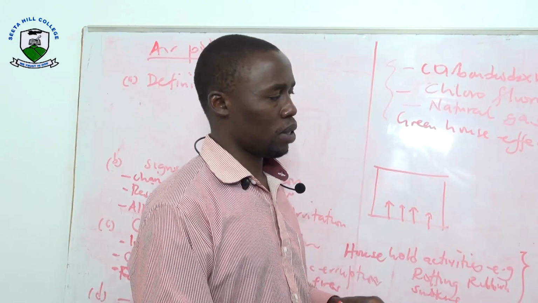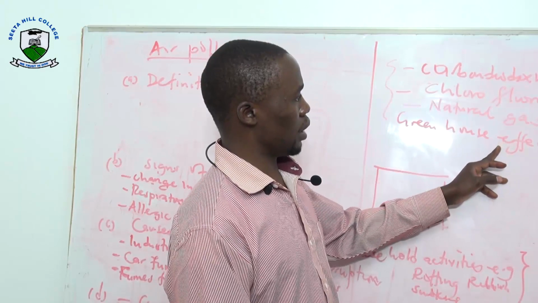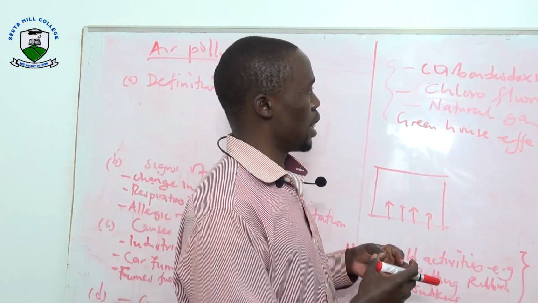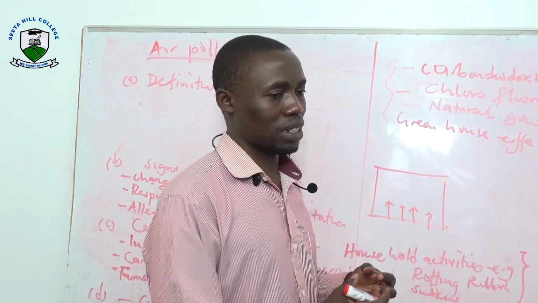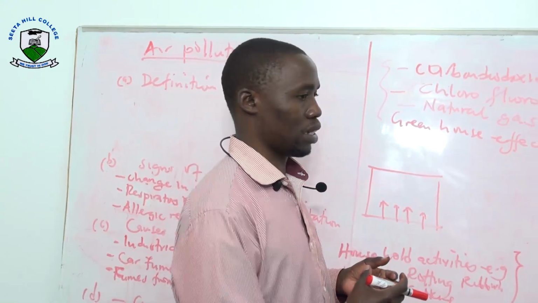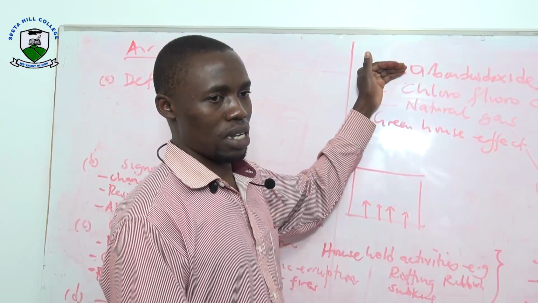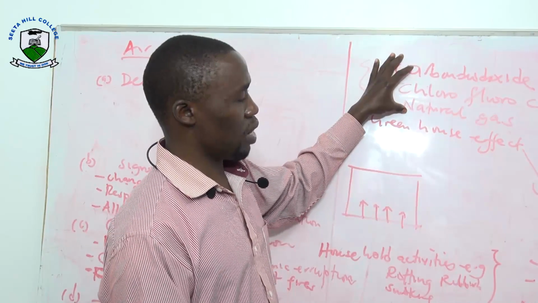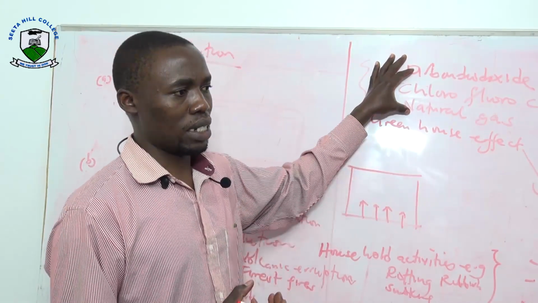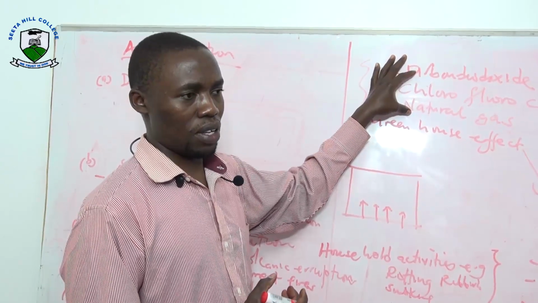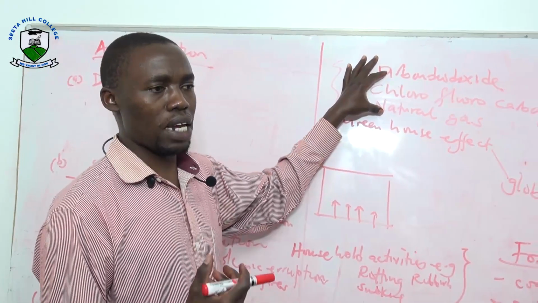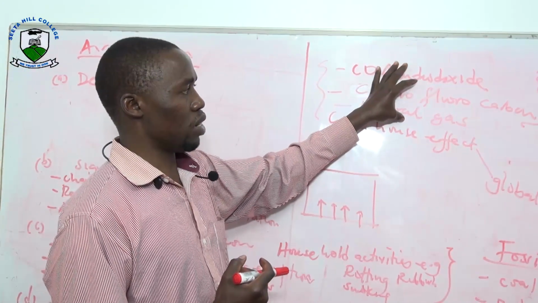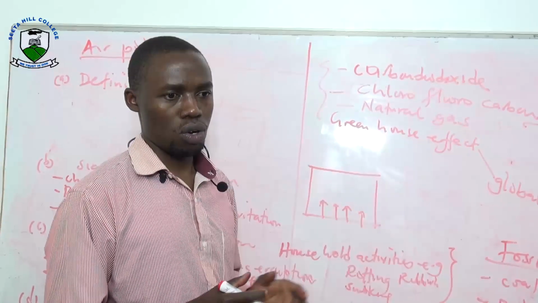On Earth here, the word greenhouse effect means the capturing of the sun's rays, the sun's heat, by some gases which have special characteristics, and these gases are called greenhouse gases. They include carbon dioxide, chlorofluorocarbons, natural gas. These gases have the ability to capture the sun's heat and they don't allow it to leave the earth. And by so doing, the earth warms up more than normal. That greenhouse effect is what is causing that warming that we are calling global warming.